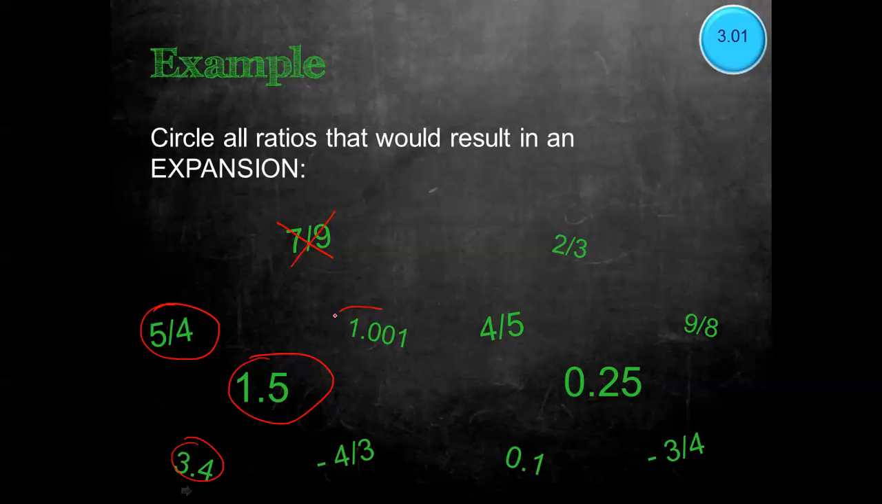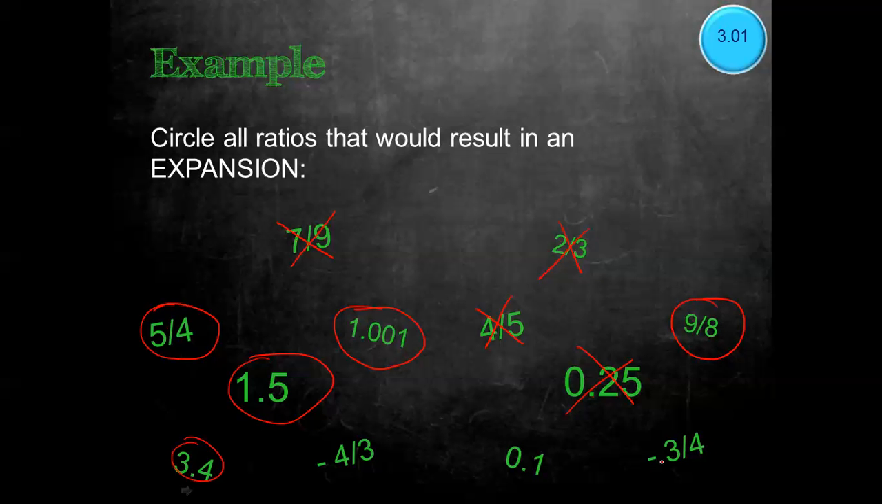1.001, even though not much, it is bigger, so that would be an expansion. 4/5, that's less than 1, so we would not include that. 2/3, that's less than 1, so we wouldn't include that. 0.25, that's 1/4, which is less than 1. 9/8, okay, that's 1 1/8, so we would include that.